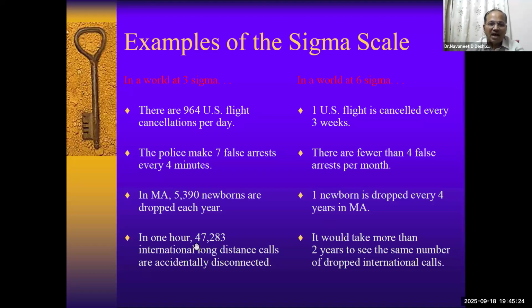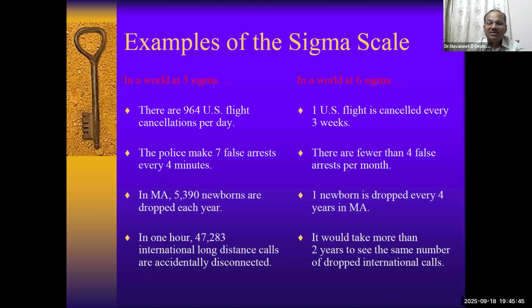Next, in 1 hour, 47,283 international long distance calls are accidentally disconnected. That was when everything was connected, even before the new generation of smartphones came. Now it would take more than 2 years to see the same number of drops from international calls. If you call, there are lesser chances of getting it disconnected.